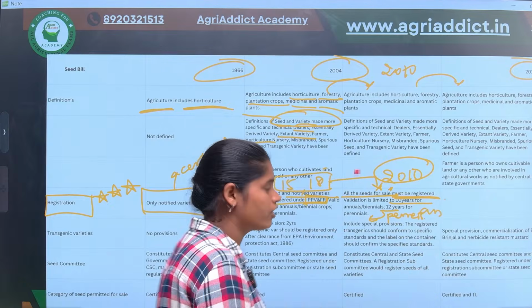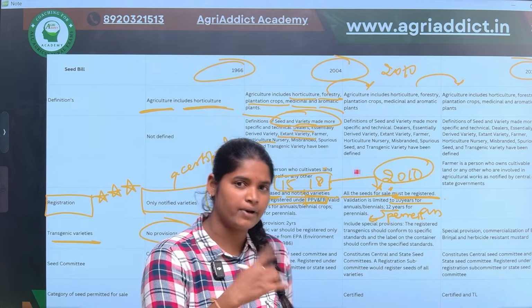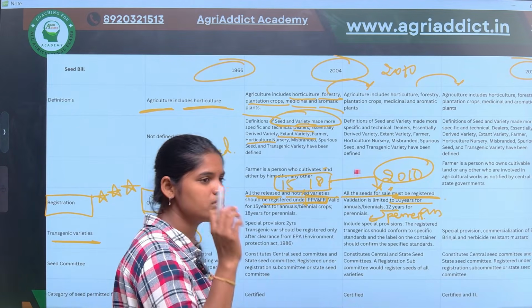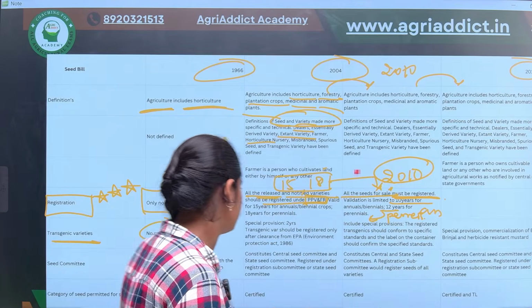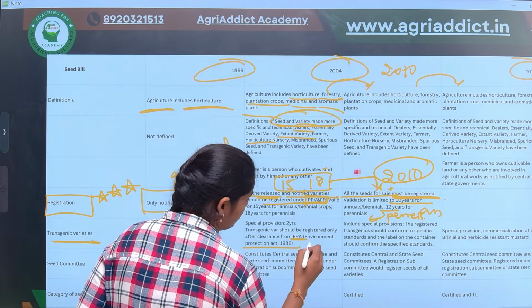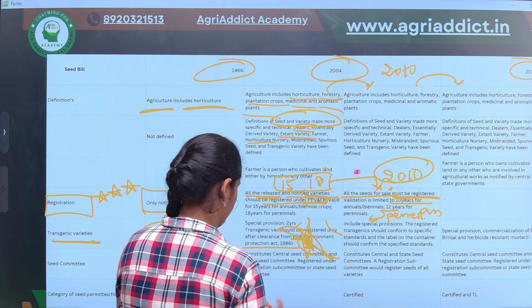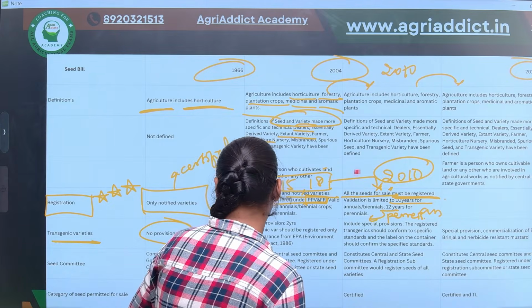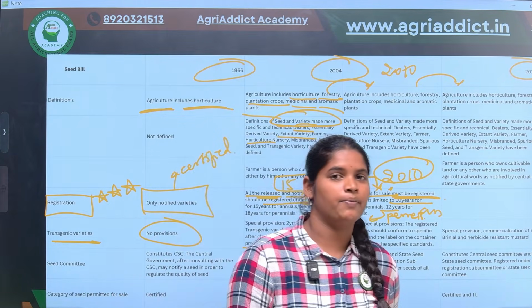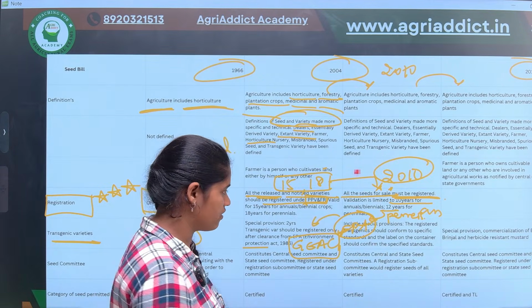Okay. Then about transgenic varieties, in 1966 there is no provision given separately for transgenic varieties. But in 2004, 2010 and all, they have given a very separate special provision about transgenic varieties. That means once a transgenic variety got approval from the Genetic Engineering Appraisal Committee, which is under the Environmental Protection Act, then it can be registered. Okay.